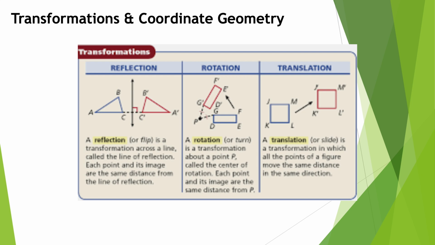A little bit more transformations and coordinate geometry. Remember that a reflection is a flip over a line and that the distances do remain the same and they're perpendicular over here, like the distance from C to the line of reflection and then the line of reflection to C prime. A rotation is a turn around a specific point, and the translation is a slide.